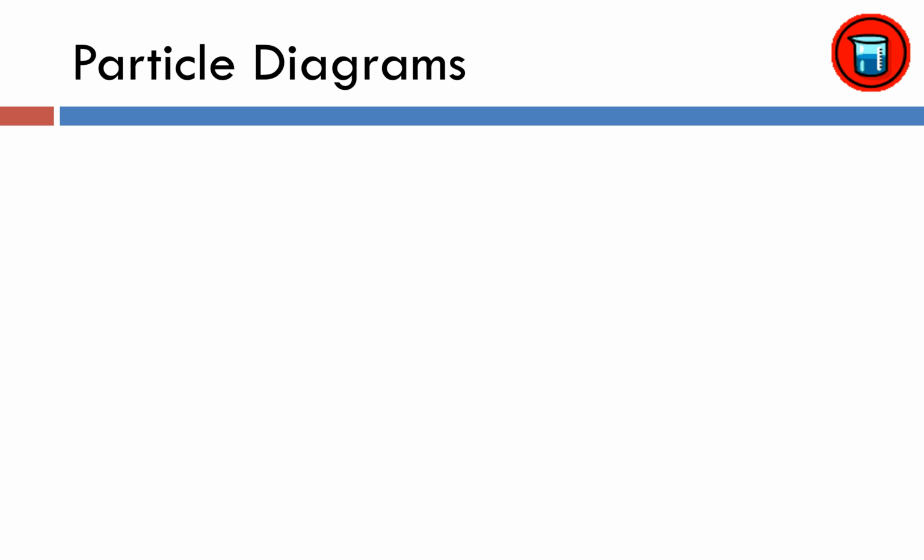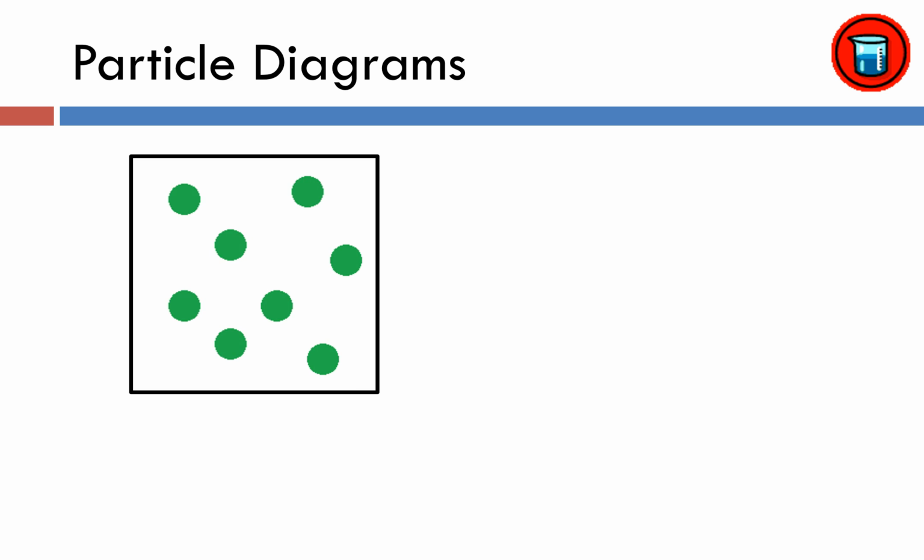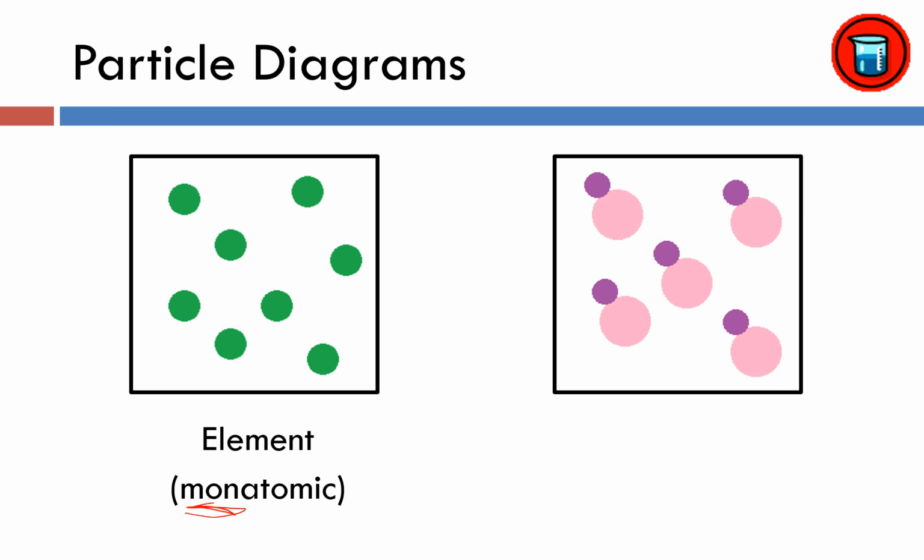All right, I want to look at some particle diagrams and see if we can identify them as compounds, elements, homogeneous or heterogeneous mixtures. This is our first one. Hopefully by looking at this right off the bat, you recognize that this is an element. There's only one type of atom present. More specifically, these are monatomic. This is a monatomic element. The prefix mon meaning one. Let's look at another one.